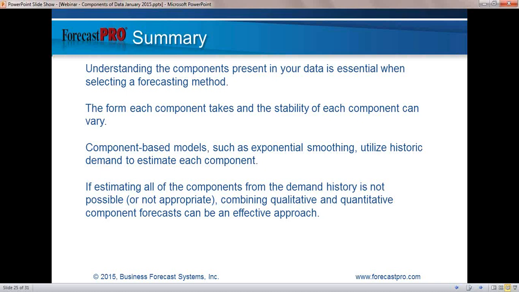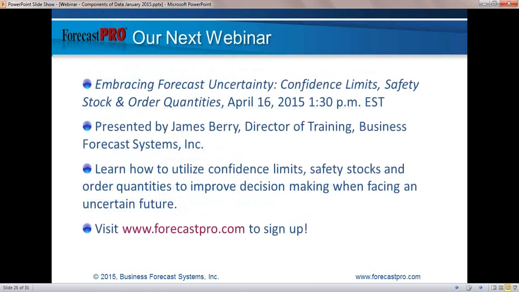At times, you could combine qualitative and quantitative component forecasts. So I'm getting the trend and the seasonal pattern from the historic demand, but I'm bringing to bear some of my own knowledge, say, market research on the event side. And this is a powerful combination.